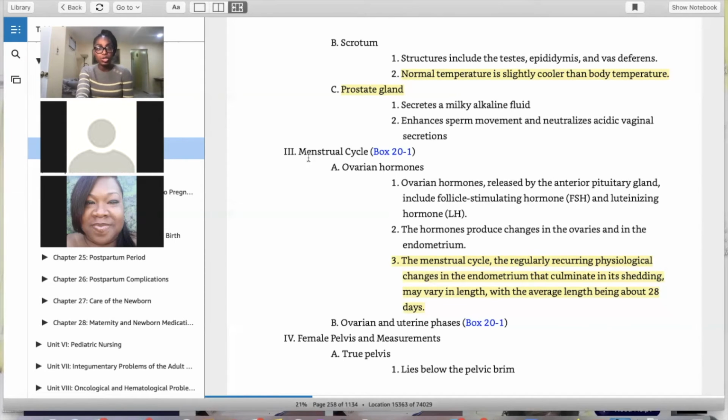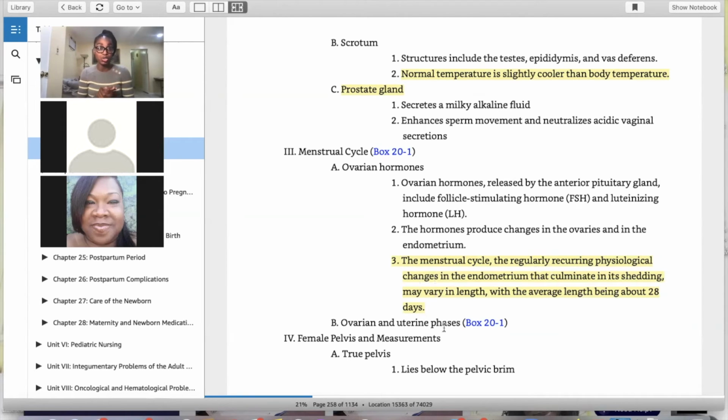Now, moving on, when we talk about the menstrual cycle, we talk about the ovarian hormones. One of the things to remember here is that the menstrual cycle is the regular recurring physiological change in the endometrium that cycles through its accumulation and its shedding, and may vary in length, with the average length being 28 days. So it's important to know that it's an average length. Not all women go through 28, but most women do, right?